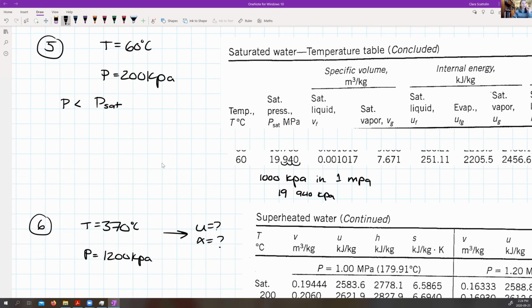And as I said earlier, for the compressed liquids, we're always going to take it from the temperature table. So they're looking for my value of U, which is going to be approximately equal to Uf. So therefore we're compressed. And U is approximately equal to Uf, which is 251.1. You must always take the values from the temperature table.